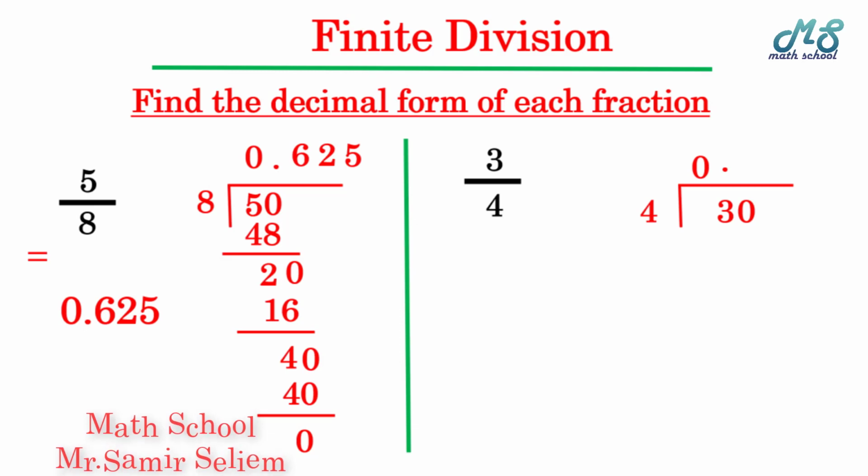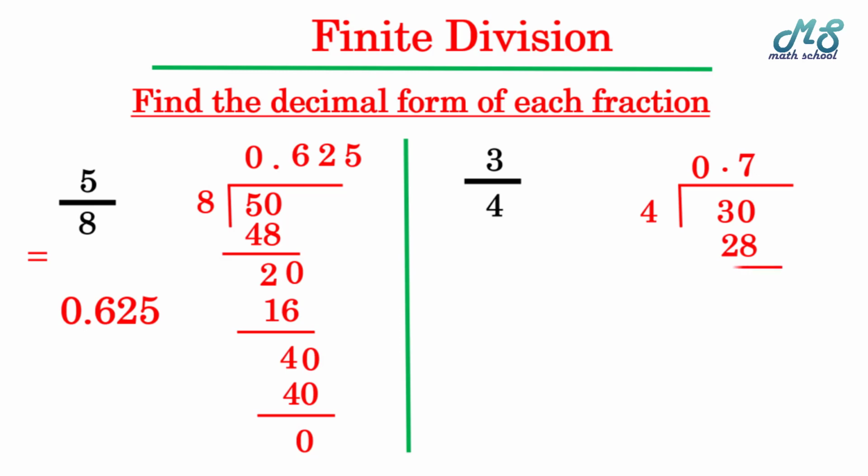It will be 30 divided by 4 equals 7. 7 times 4 equals 28. Now, guys, subtract. 30 minus 28 equals 2. Now you can insert 0. 20 divided by 4 equals 5. 5 times 4 equals 20. You can subtract it, will be 0. Now the decimal form of the fraction 3 over 4, it will be 0.75.